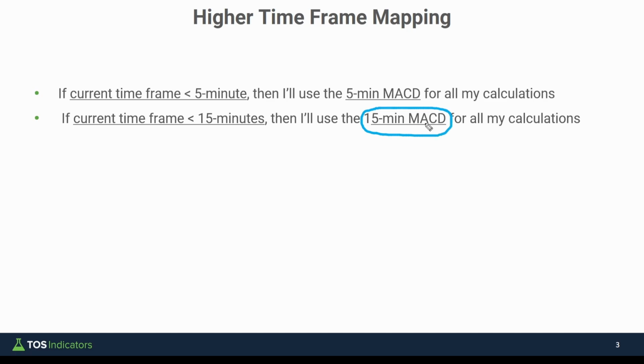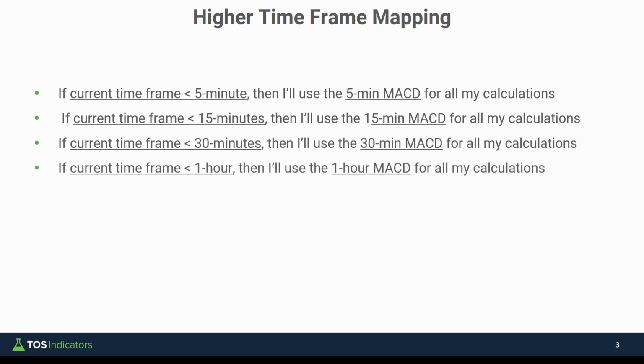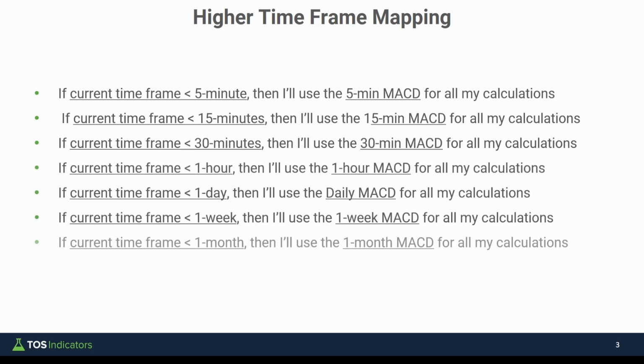So we'll have our indicator go and reference that 15-minute data and pull that data for whatever the calculation is on whatever time frame you're looking at. We'll automatically detect this in our code. So if you're, say, on a 15-minute, we'll use the 30-minute MACD. If you're on less than an hour, we'll use the hour MACD, and we'll scale this up all the way to the monthly time frame.